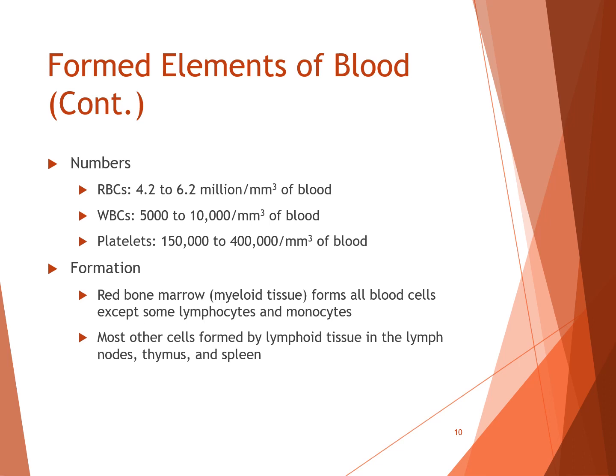And then, not new to us, is the word hematopoiesis. If you remember, hematopoiesis is the formation of new blood cells, and the formation of blood cells happens in the bone marrow. In the red bone marrow, or the myeloid tissue, all blood cells are formed except for lymphocytes and monocytes, and most all other cells are formed by the lymphoid tissue in the lymph nodes, the thymus, and the spleen. The ones that are formed in the lymphoid tissue are predominantly those that help build our immune system, and we'll talk about that in a lecture down the road.